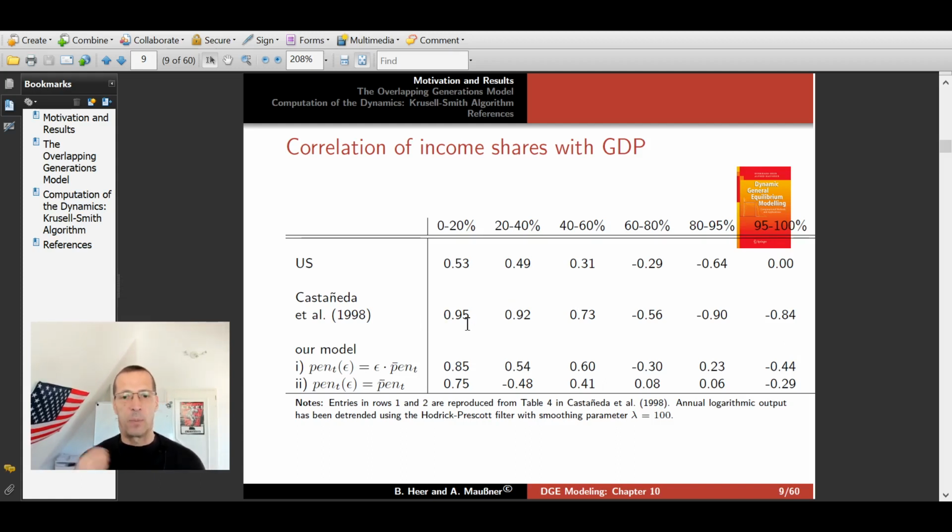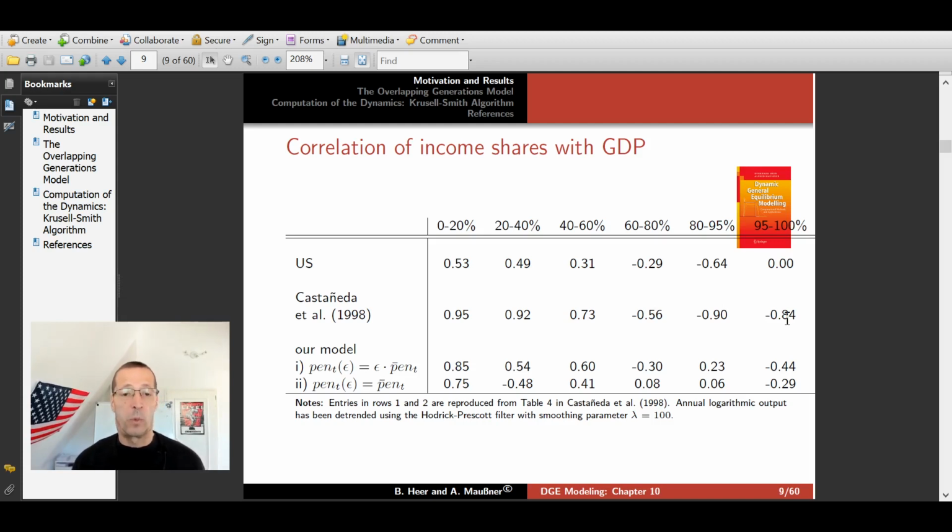As a mechanism, they introduce unemployment. Unemployment is strongly anti-cyclical. So in a boom, people find a job, especially many low-income people, and this raises their relative income so that the income share is highly pro-cyclical. But it comes at the cost that it's too pro-cyclical, while the top income shares are too anti-cyclical.